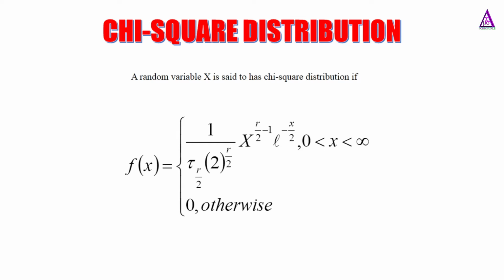Today I want to discuss how to obtain the mean and variance of the chi-square distribution. A random variable x is said to have a chi-square distribution if f of x equals 1 over gamma of r over 2, into the brackets 2 raised to power r over 2, x raised to power r over 2 minus 1, exponential raised to power negative x over 2, for 0 less than x less than infinity, and 0 otherwise.